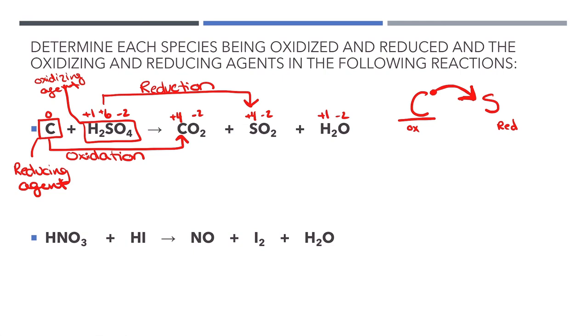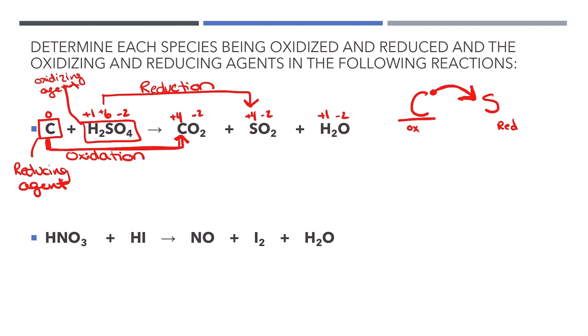All right, so you can see that they're opposite. If you are the element that's reduced, then the compound you started in is the oxidizing agent. And if you are the element that is oxidized, in this case carbon, then the substance you start out in is the reducing agent. All right, so let's go ahead and do one more example.